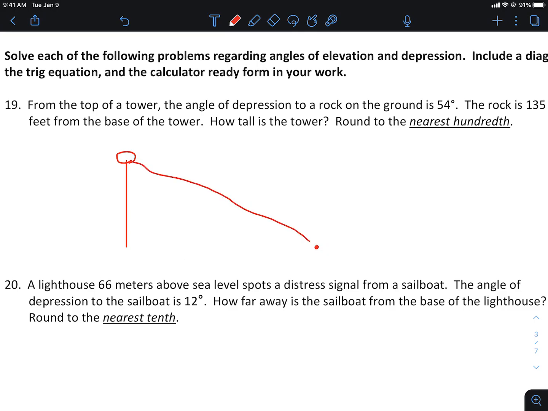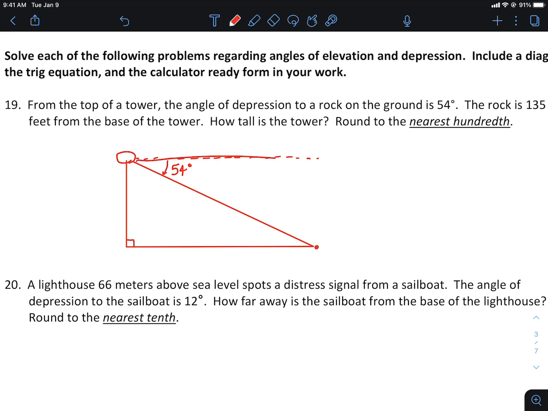And with all of these, you want to draw them as right triangles as best you can. And the thing with angle of depression, if you draw your triangle like this, angle of depression is how many degrees down you are looking from up high. So the angle goes outside of the shape right here, so you can put 54 like that. But since the line of sight and the ground level will be parallel, you can use the fact that alternate interior angles will be congruent, and you can put 54 degrees down there.